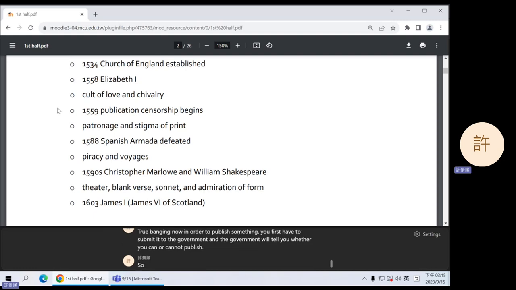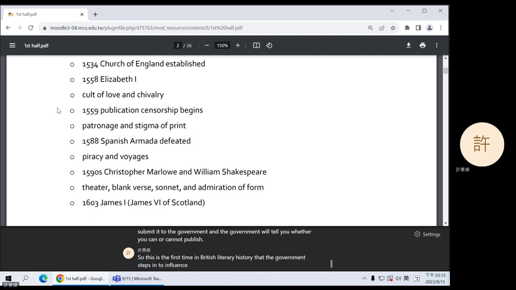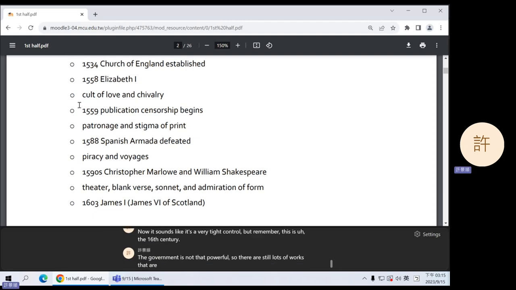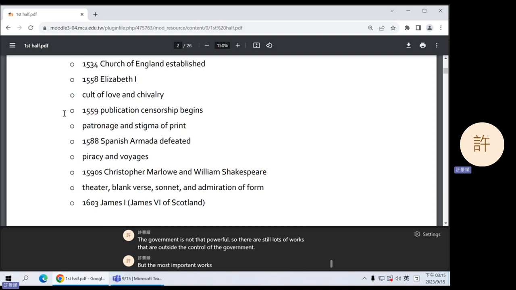So this is the first time in British literary history that the government steps in to influence literature. Now, it sounds like it's a very tight control, but remember, this is the 16th century. The government is not that powerful. So there are still lots of works that are outside the control of the government. But the most important works usually have to be approved.